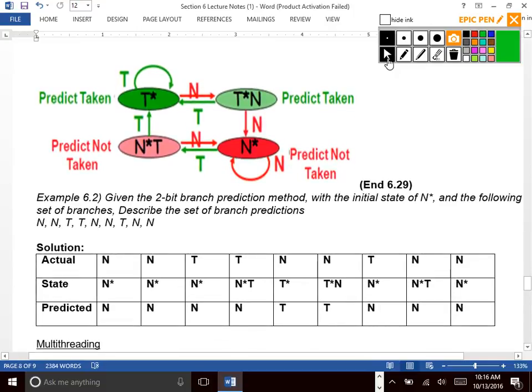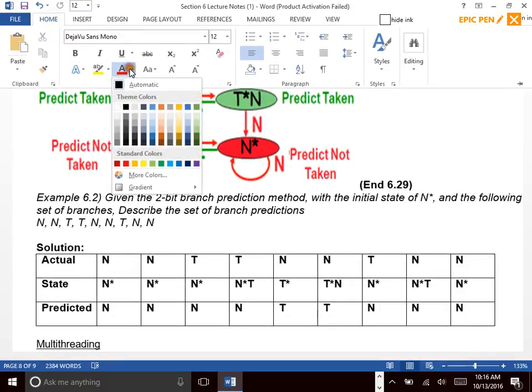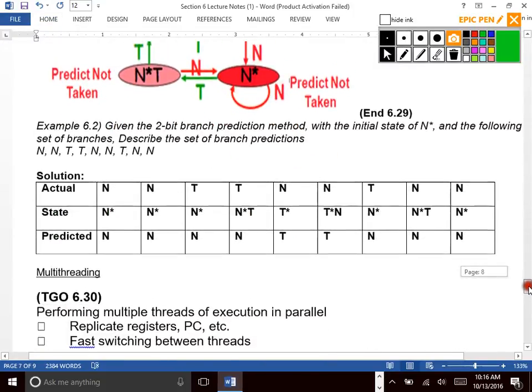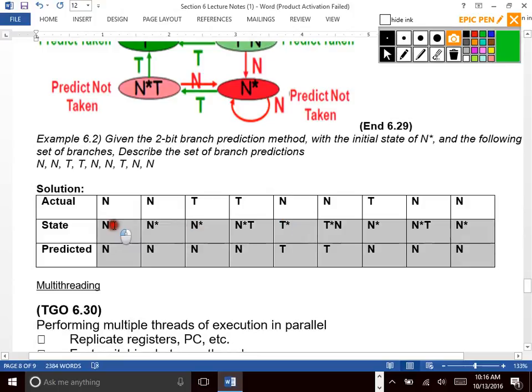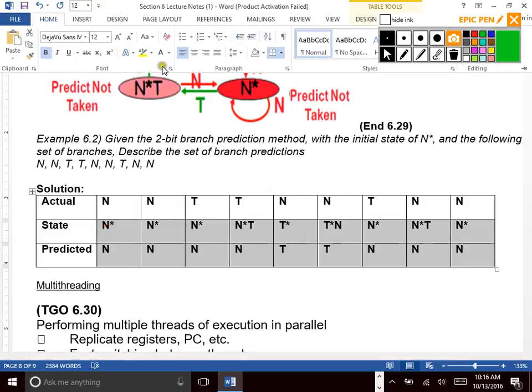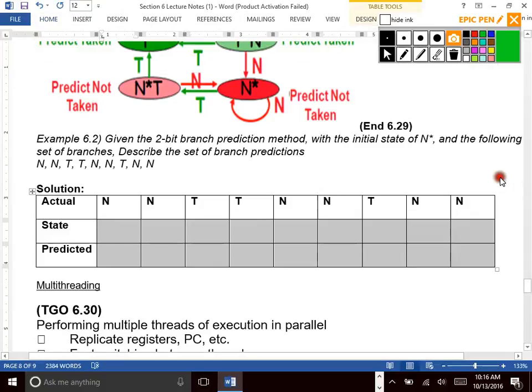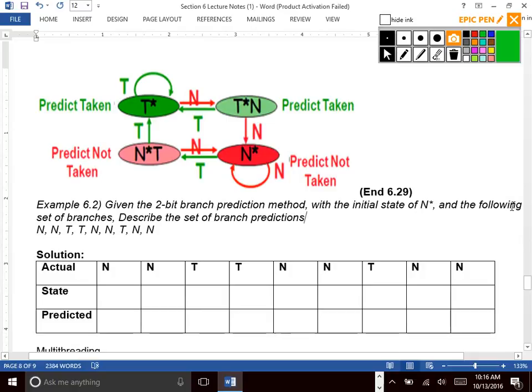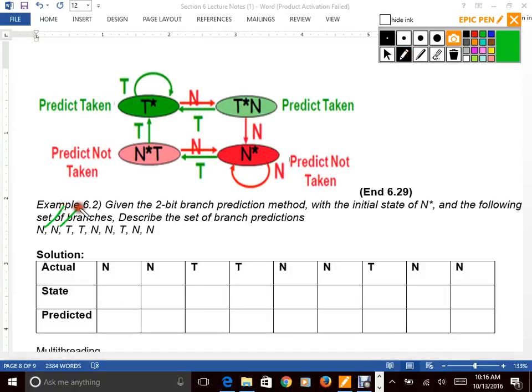So what I'd like to do is work through this problem together. In this case, we're given a 2-bit branch prediction method with initial state of N star and the following set of branches, meaning that we didn't take it, we didn't take it, we took it, not taken, not taken, taken, not taken, not taken. Make sense? So we're actually going to work through here and see where we're going to end up.